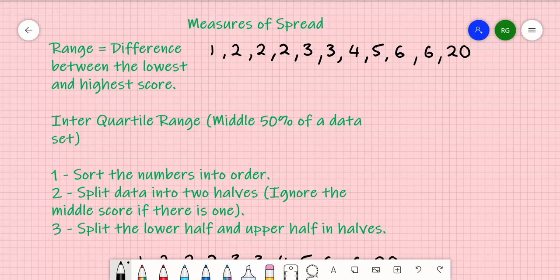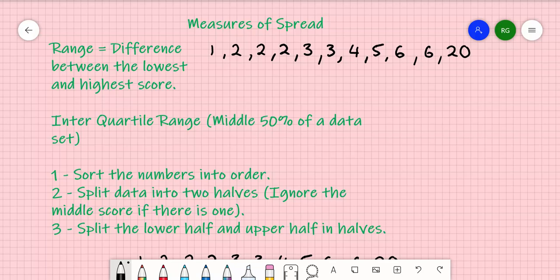In this lesson, we're going to be looking at measures of spread. You might have noticed if you watched my last video that I've got the same set of data drawn up on the page in black. Now, the first little bit that we're going to look at is the range. The range means the difference between the lowest and the highest score.